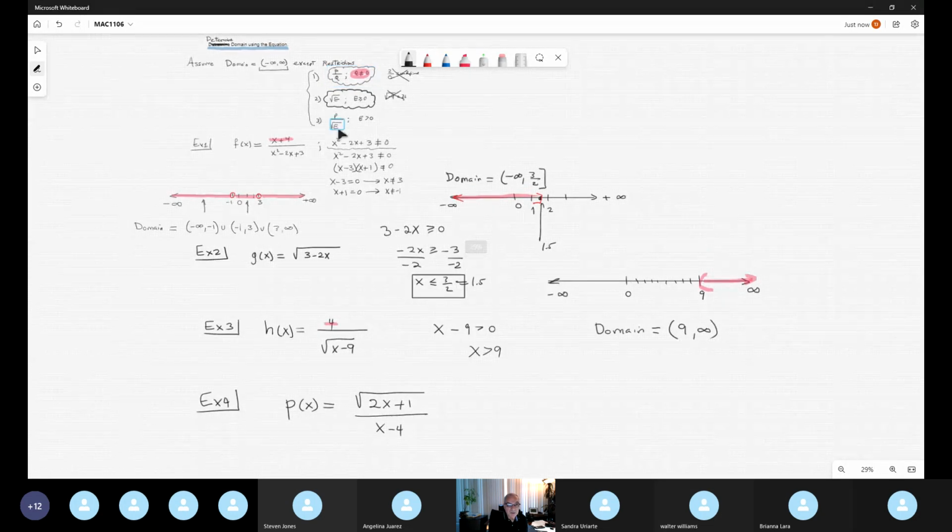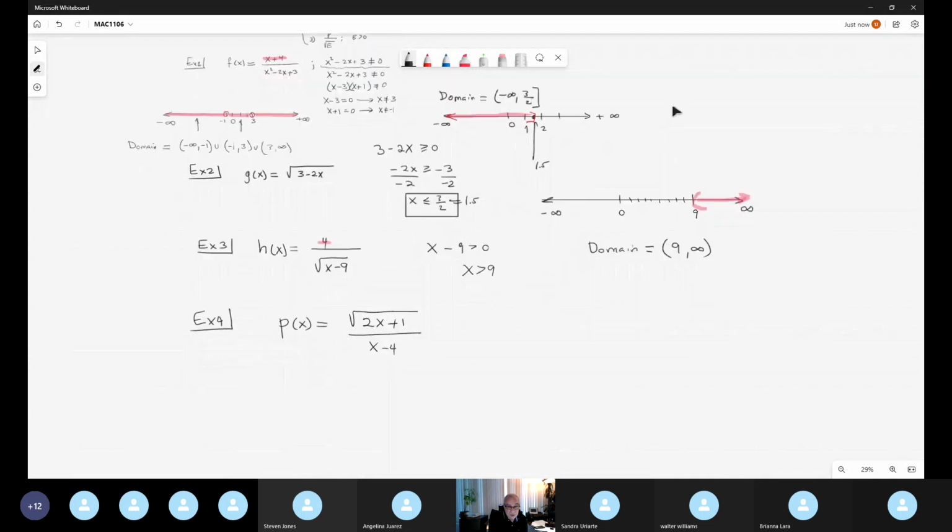So 3 is when you have a square root in the denominator part. The second is when you have a square root in the numerator part. And the first one is when you have division. It doesn't matter if we have a square root or no. So it's obvious in this case, we have 2 restrictions.